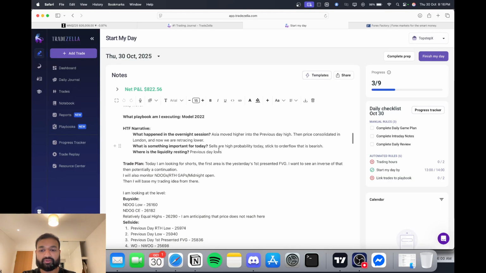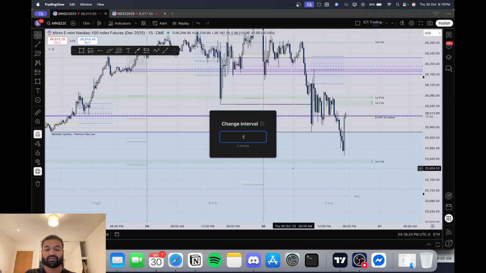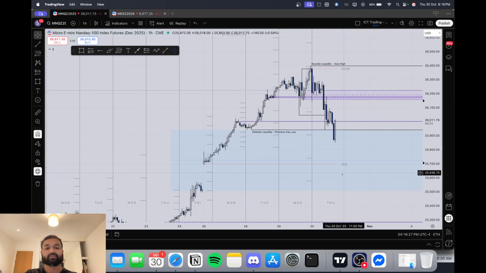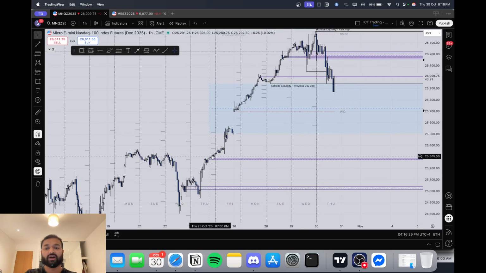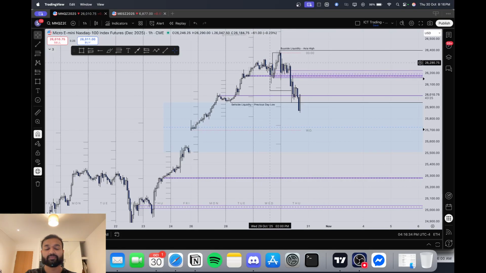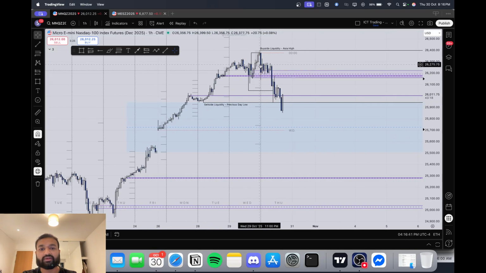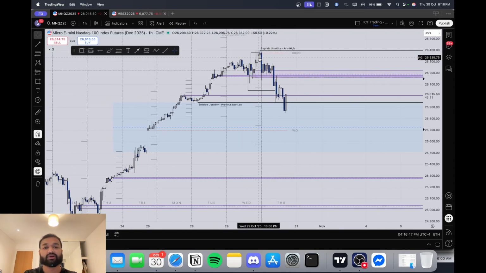What is something important for today? Sells are high probability. Stick to order flow that is bearish. Why are sells high probability? Look at this massive move higher that we made and all this liquidity that was engineered along the way. Price is guaranteed to take all of this out. And after such a large news event where we failed to go higher, that is the perfect time because everyone was long here after this area here. So we probably want to take them lower and stop them out.